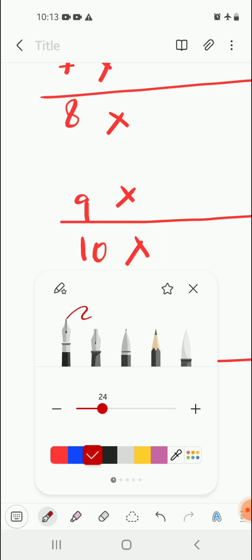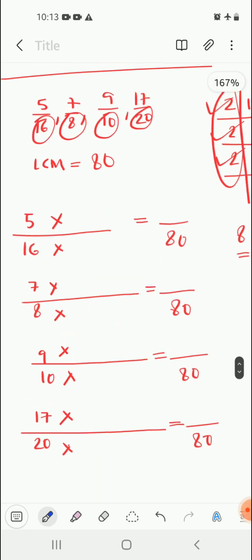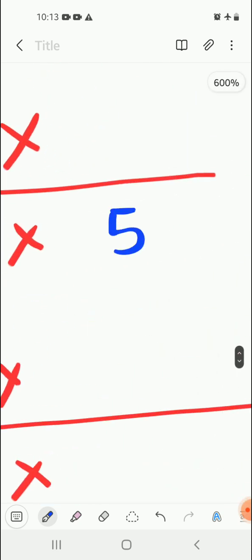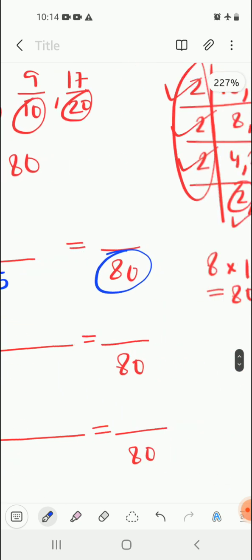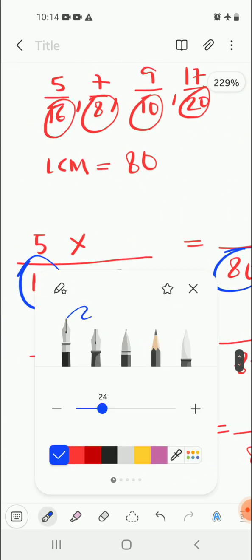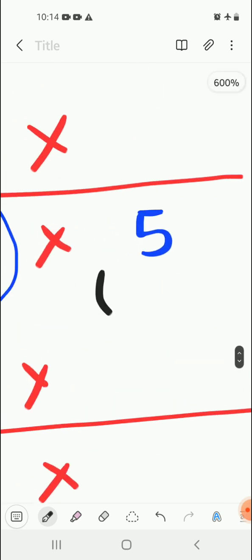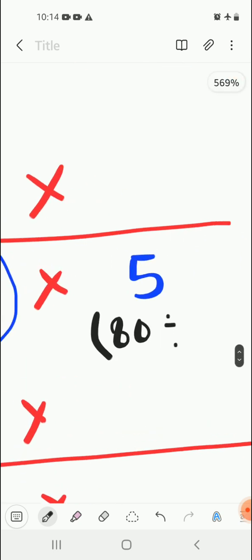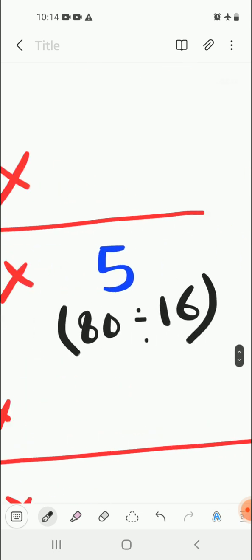See, in the first case, we have got 16 here and 80 here. So we have to divide the number 80 by 16. Divide 80 by 16. If you do it, we will get 5. So basically we got this 5 by 80 divided by 16. I'll write in short over here. It is actually 80 divided by 16. This is how we have got this 5.